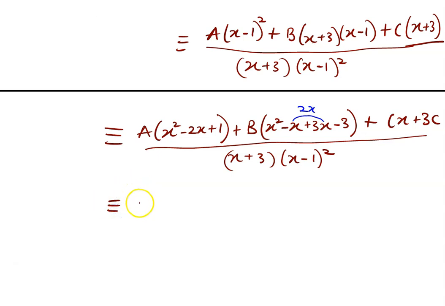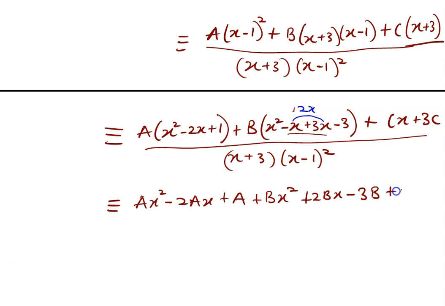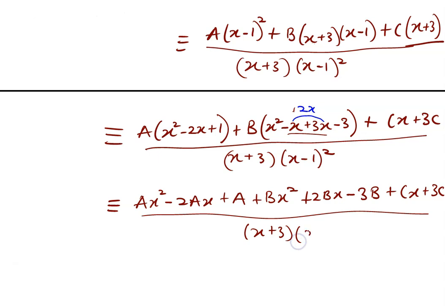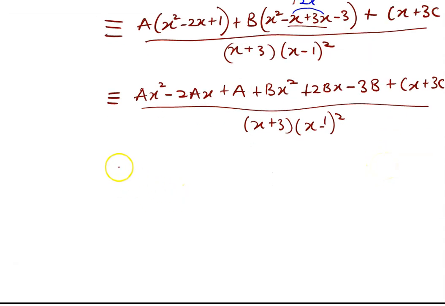So it's an identity of ax squared minus 2ax plus a, very good, plus bx squared. Then this will be plus 2bx, right? Because I showed you that this 2 is 2x. So I just multiply it with b. I'm going to get 2bx minus 3b, right? Then plus cx plus 3c, all divided by the common denominator, which is x plus 3, then x minus 1 squared.